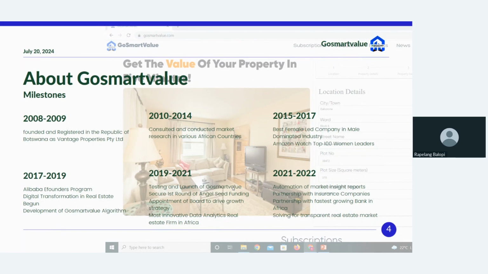We went on, in 2019, to start testing and building GoSmart Value, and had some successful raises for our technology. Now we have this automated property valuation platform, which also provides market insights. We've got partnerships with a few insurance companies, and a few banks are coming on board. The key thing is for us to solve for a transparent real estate market, which is why we are speaking about automated property valuations today.